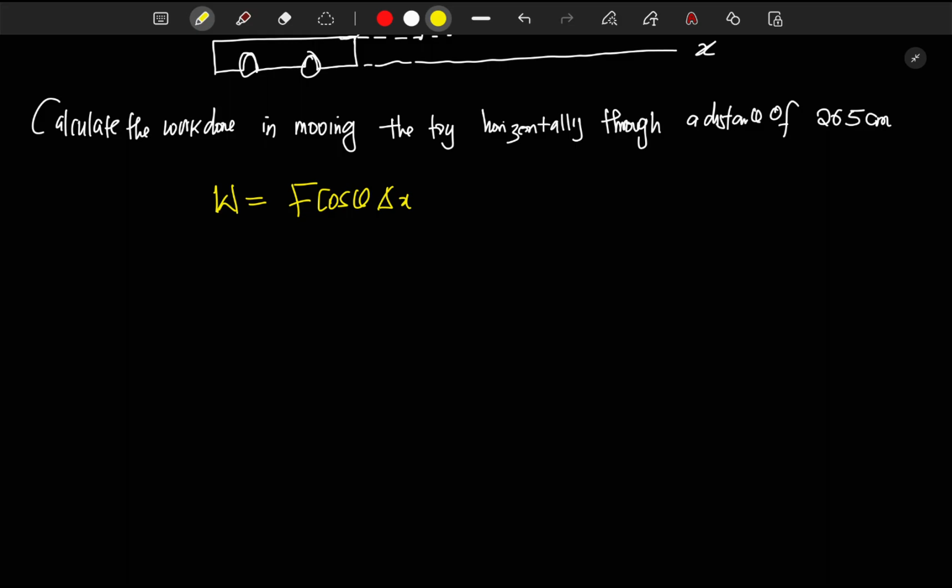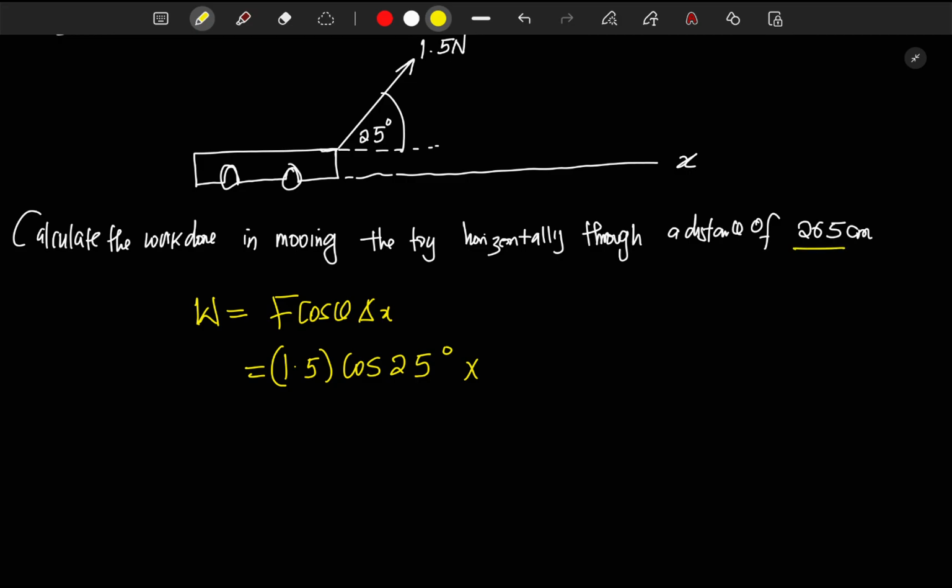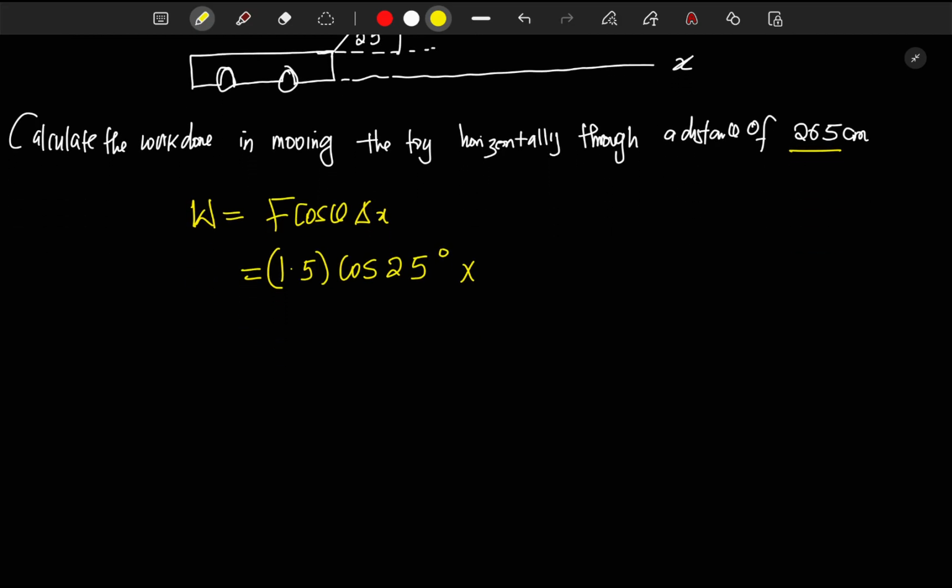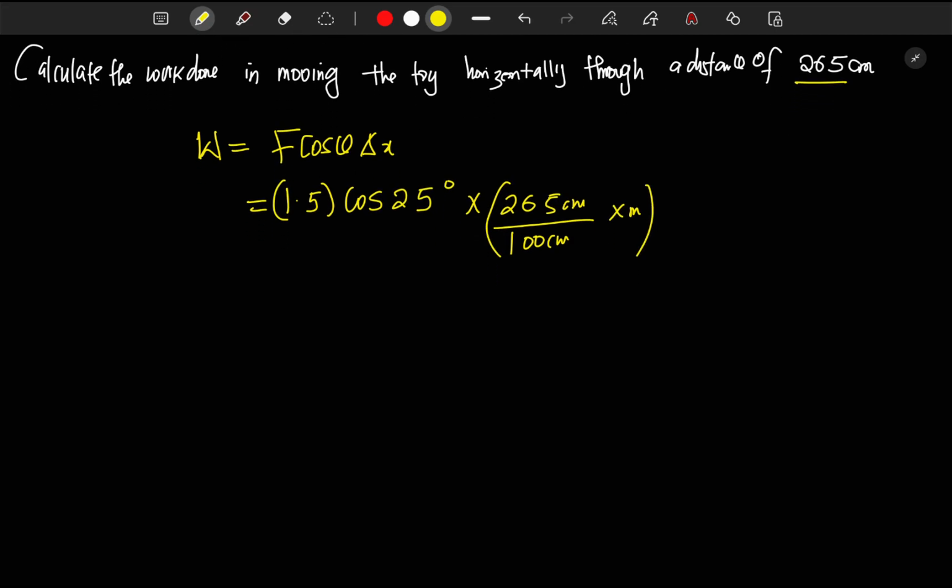Now here is the stuff. The force is 1.5 newtons, then cosine 25 degrees, then multiply by the distance. Take note that the distance is in centimeters, so we need to convert that into meters. We can say 265 centimeters, divide by 100 centimeters, then multiply by meters. Remember, this is dimensional analysis. We do the correct thing.